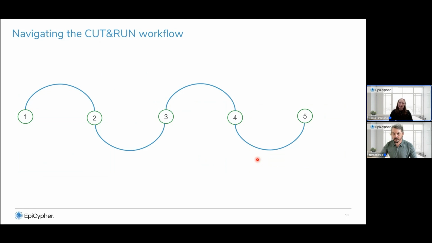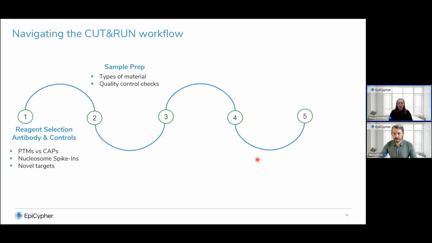First, starting with reagent selection, antibodies, and controls. When we look at PTM antibodies versus CAPs, I'll also go through the benefit of using a nucleosome spike-in and how to assess a successful target for novel targets.